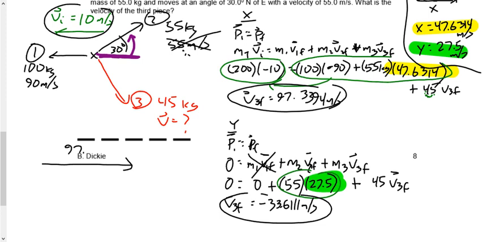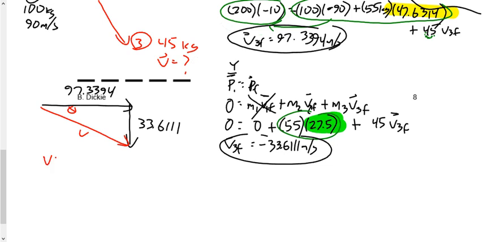97, 33, v gets found by, Taylor, v gets found by what? Yep, and it works out to be 103. The Pythagorean theorem gives me 103, and theta is found by the, which trig function do I use there, Janae? Tan, opposite over adjacent, 33 over 97, gives me 19.0 degrees.